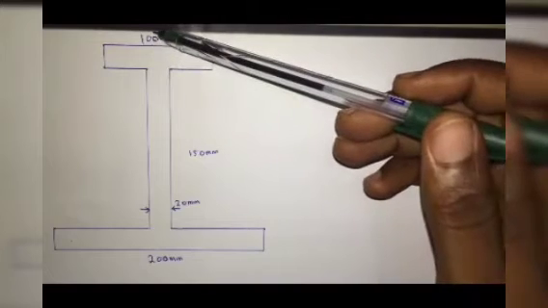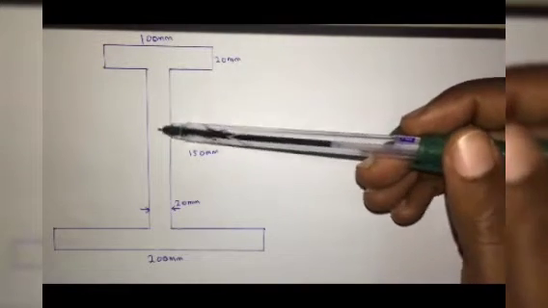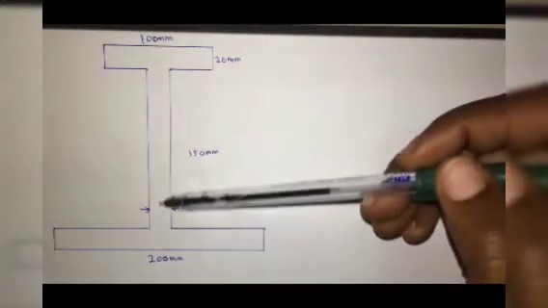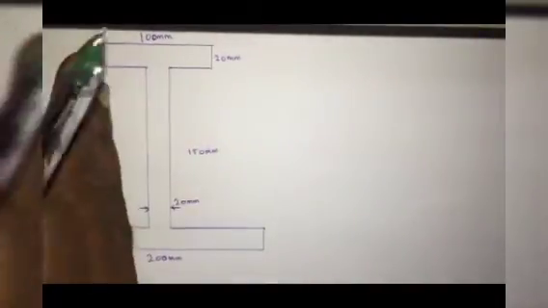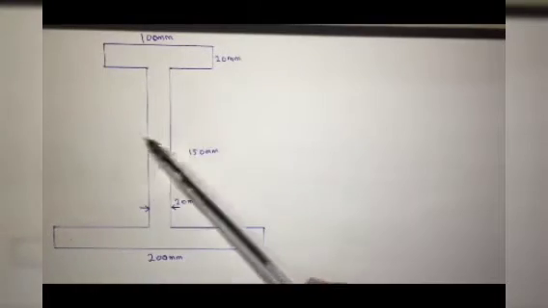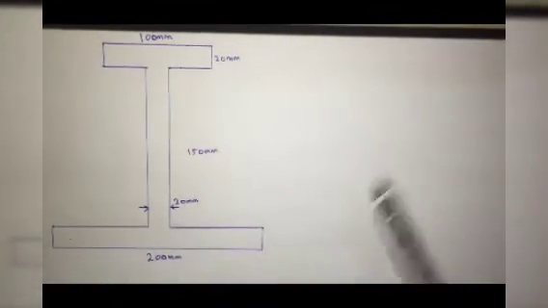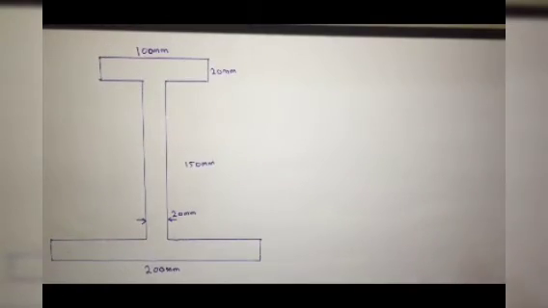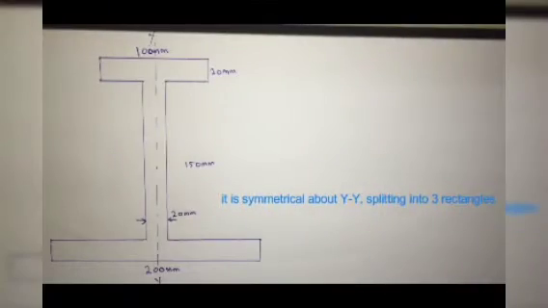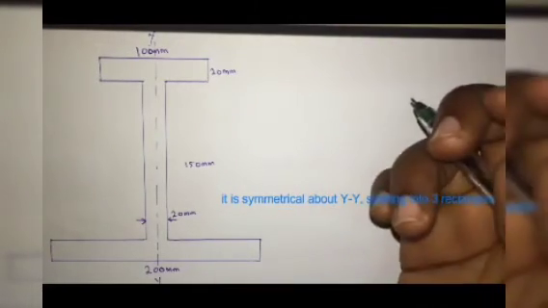Thus, you have to identify the axis of symmetry of the section. Looking at our section now, you can see that it is symmetrical along the y axis. When you divide it into two vertically, what you have on the left side is exactly the same as what you have on the right side.